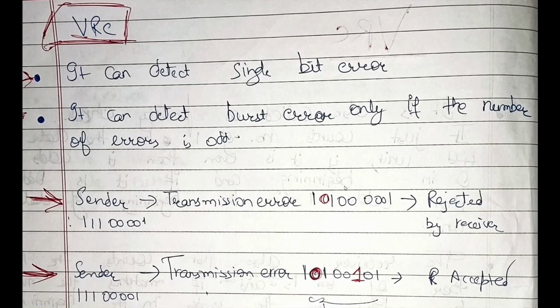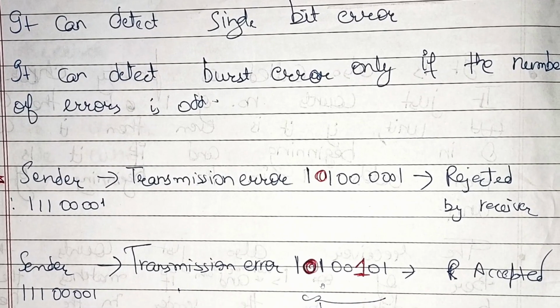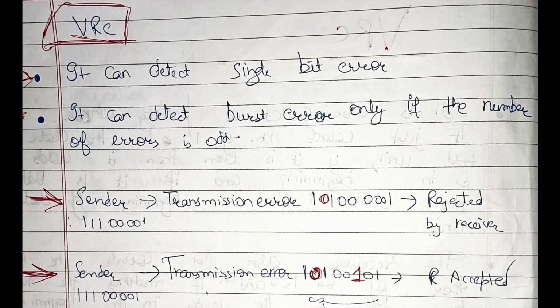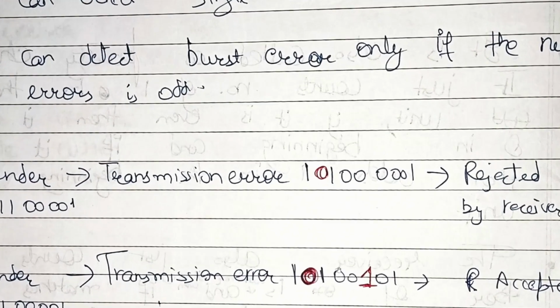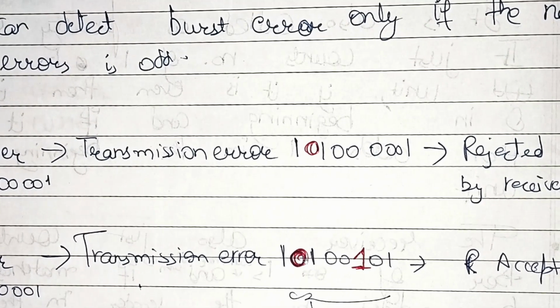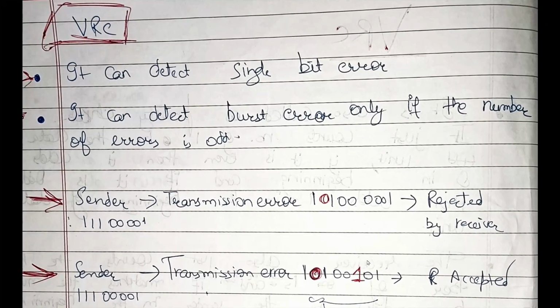It will detect it now because here it is showing that the number of 1s will be odd. However, in actual, the number of 1s is even after getting corrupted. So that's why the receiver is going to reject it. However, now in this case, 2 bits got modified. As you can see, here was 1 and there was 0. However, here the 1 got converted into 0 and the 0 got converted into 1. So there were an even number of errors.